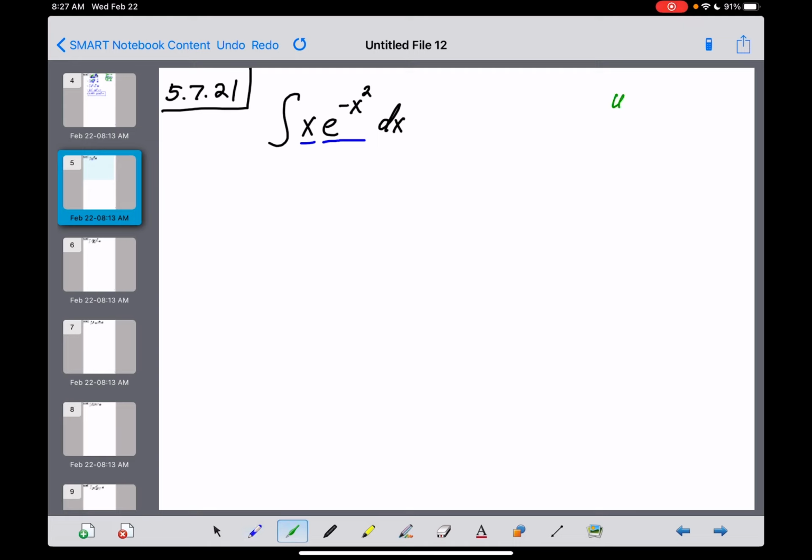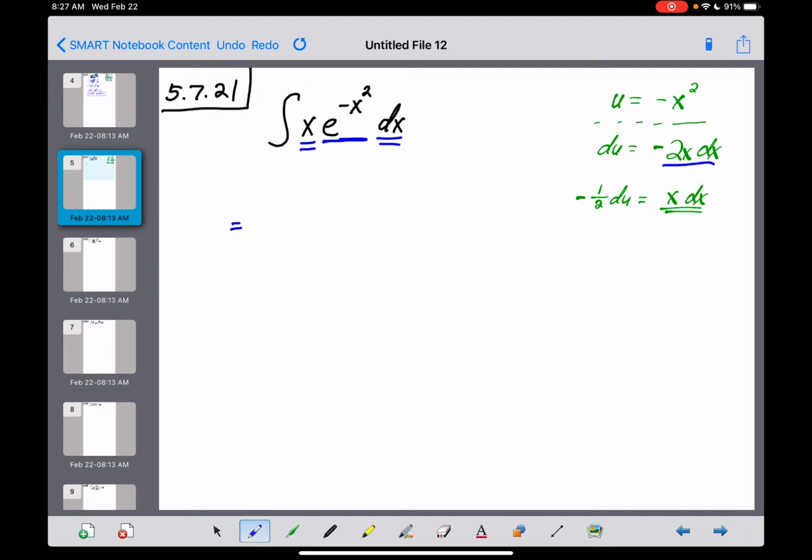I'm going to let u equal the exponent right here, negative x squared. We're going to differentiate both sides of that equation and get du is equal to negative 2x dx. So my primary substitution is right here. My secondary substitution needs to cover the x and the dx, which I almost have here, but I need to get that negative 2 out of the way. So I'm going to multiply both sides by negative 1/2. So negative 1/2 du is going to equal x dx, and that's what I needed for that secondary substitution.